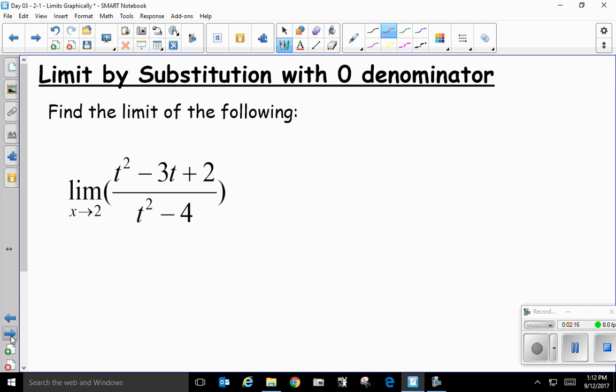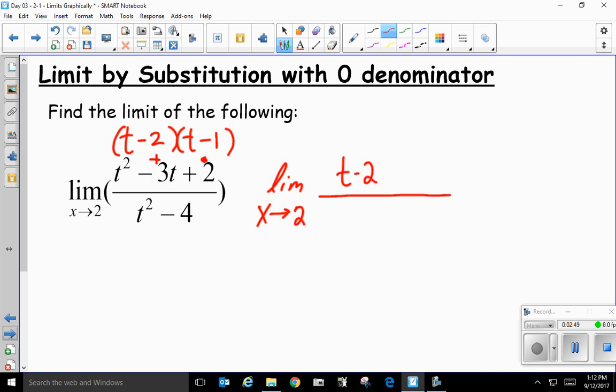I don't take out anything. It's a quadratic. What do I factor it into? I need to find two numbers that multiply to be -2 that add to -3. That is -2 and -1. So I am now taking the limit as t approaches 2 of (t minus 2)(t minus 1).